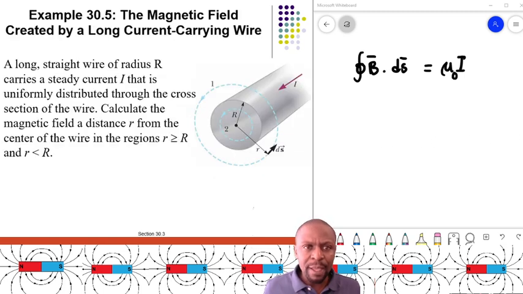Right. Now, let us also do the following example for the magnetic field created by a long current-carrying wire. A long straight wire of radius R carries a steady current I that is uniformly distributed through the cross-section of the wire. Calculate the magnetic field at distance r from the center of the wire in the region where r is greater than or equal to R, or where r is less than R.